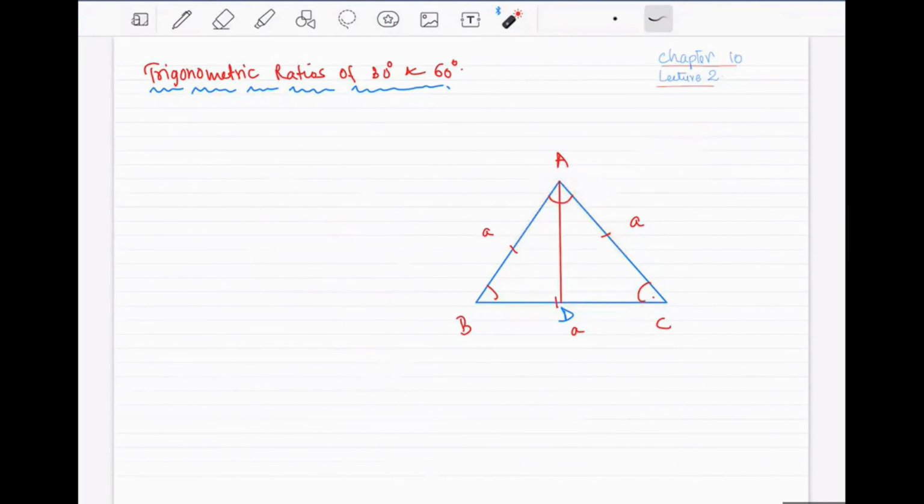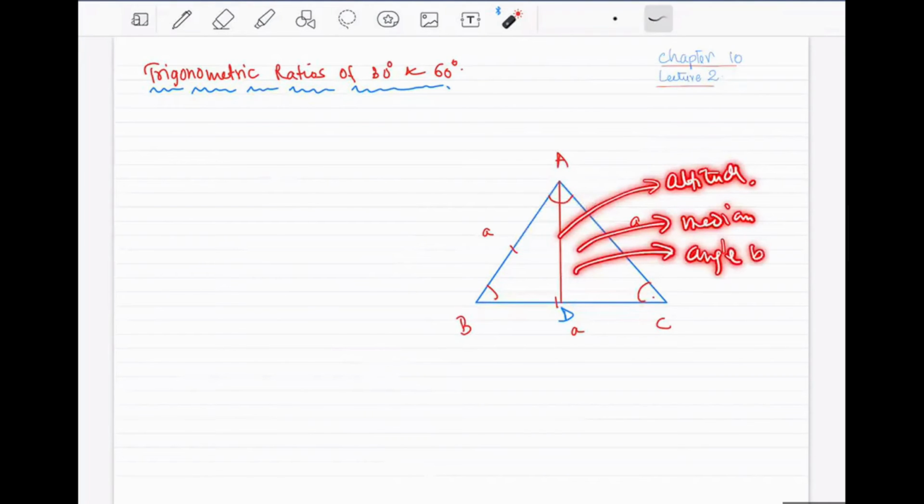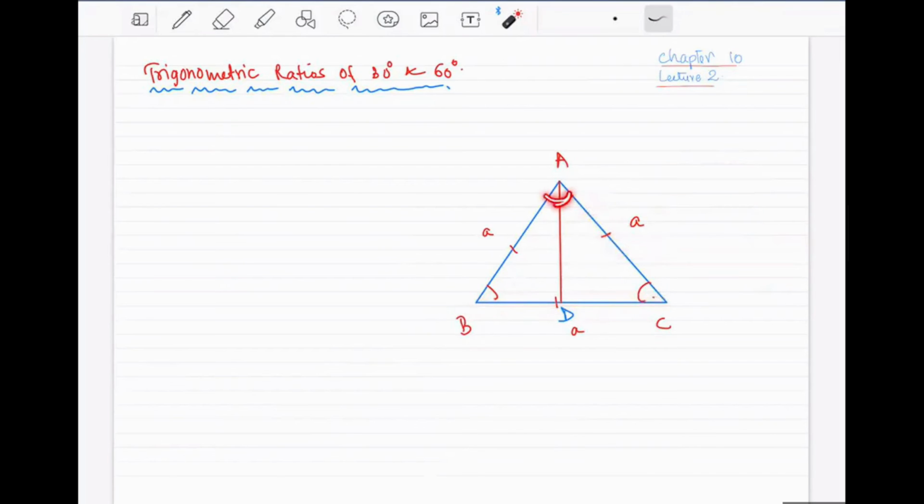What you have to understand is that if we have an equilateral triangle, this line is the altitude, this line is also the median, and this line is also the angle bisector. What are the meanings? Altitude means it should be perpendicular. Median means it divides BC into two equal parts. And angle bisector means it divides this angle right here into two equal values. How much is the angle? It's 60 degrees because it's an equilateral triangle. So if we divide 60 degrees into two equal parts, we will have 30 here, 30 here.